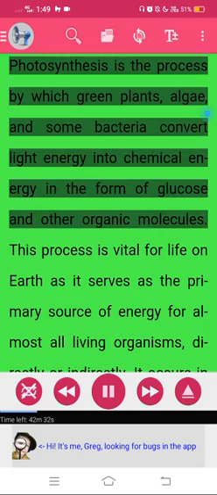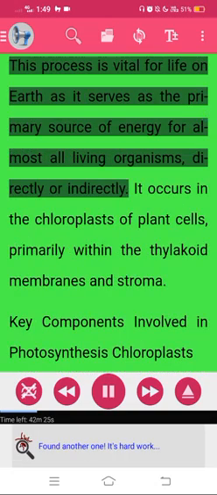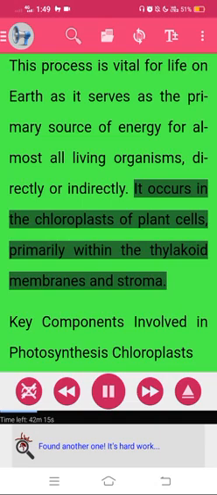Photosynthesis in plants. Photosynthesis is the process by which green plants, algae, and some bacteria convert light energy into chemical energy in the form of glucose and other organic molecules. This process is vital for life on Earth as it serves as the primary source of energy for almost all living organisms, directly or indirectly. It occurs in the chloroplasts of plant cells, primarily within the thylakoid membranes and stroma.